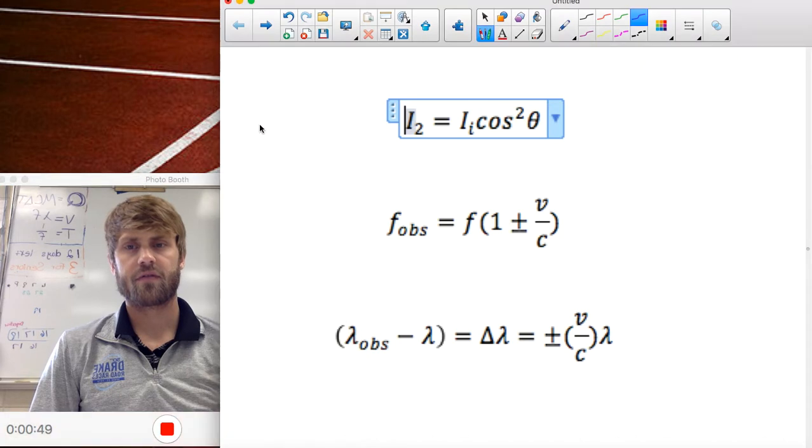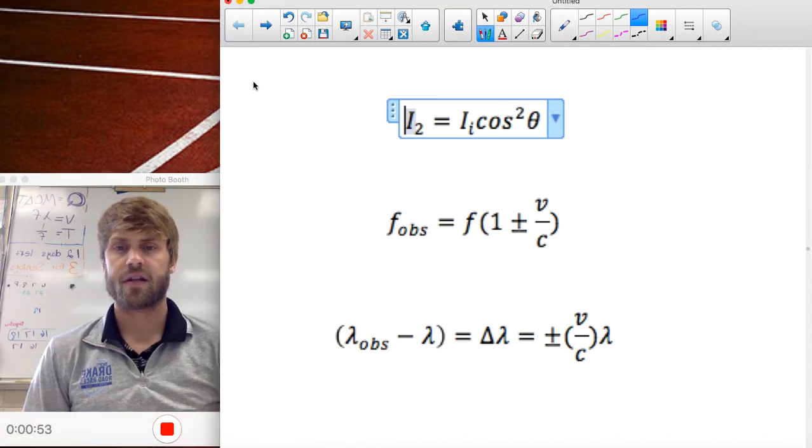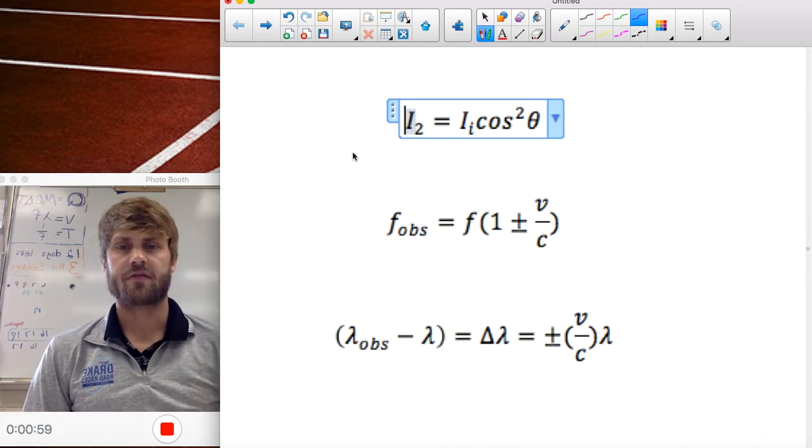We don't have a whole lot for this section, so I'm just going to probably go over the equations really quick and at least let you guys get a start on your work while I'm gone today. So I'm going to go over these three equations.